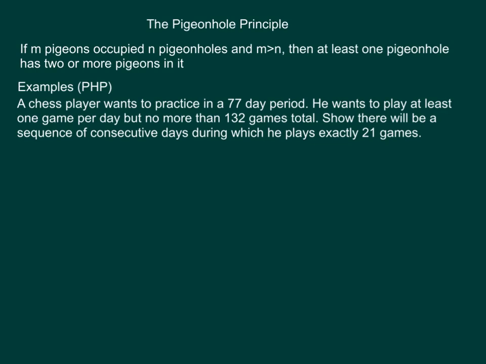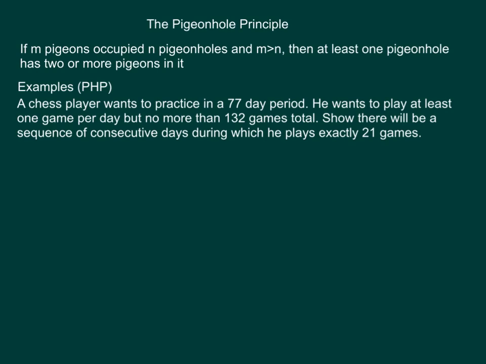So the example problem is: a chess player wants to practice in a 77-day period. He wants to play at least 1 game per day, but no more than 132 games total. Show there will be a sequence of consecutive days during which he plays exactly 21 games.